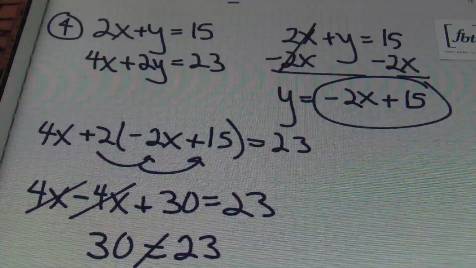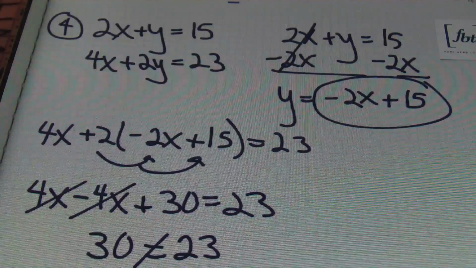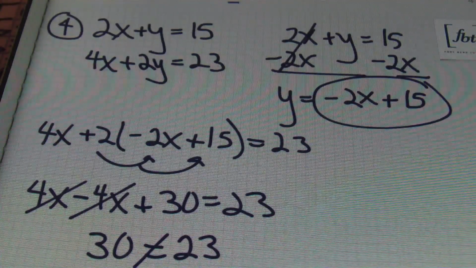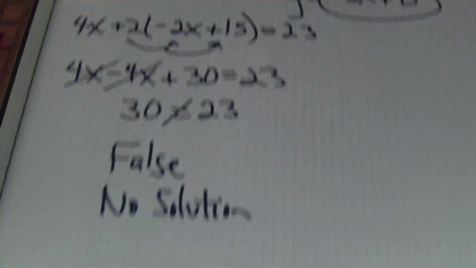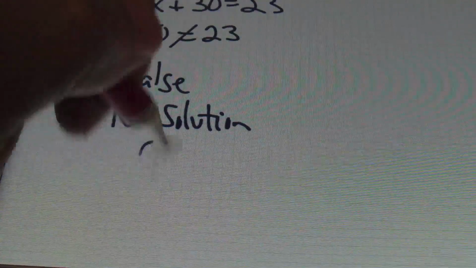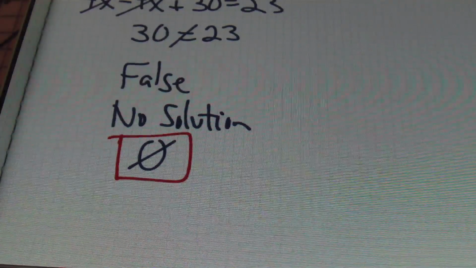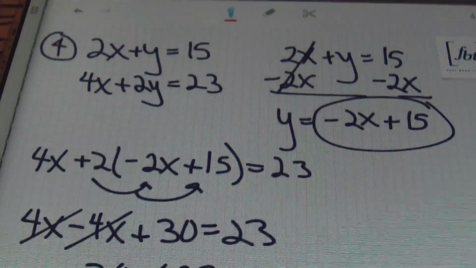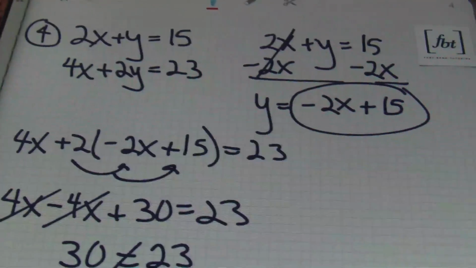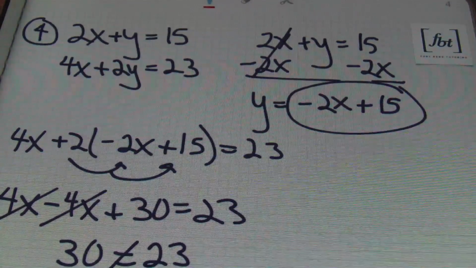Anytime your lines are parallel to one another, they'll never intersect. Therefore, you'll never have a point of intersection. That's why your solution is the null set. There is no solution. You got it. So there you go, ladies and gentlemen. Number 4. That type of problem is a contradiction, and that occurs when you have parallel lines.